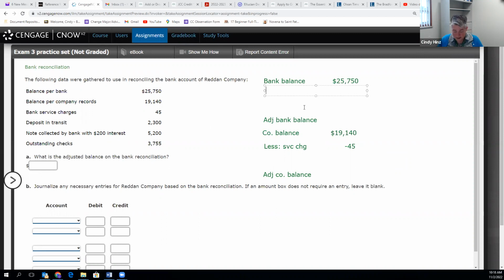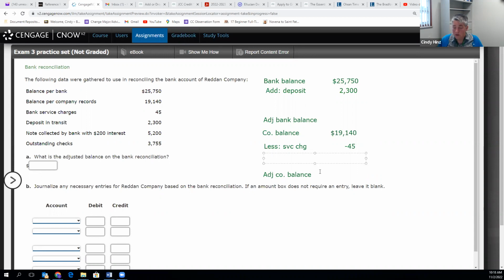Deposit in transit. So we've already reported this deposit in our records. The bank, because of a timing issue, doesn't have it on our statement. And so once the bank catches up with us, that additional $2,300 will be in our books.